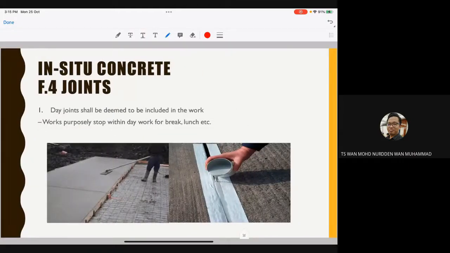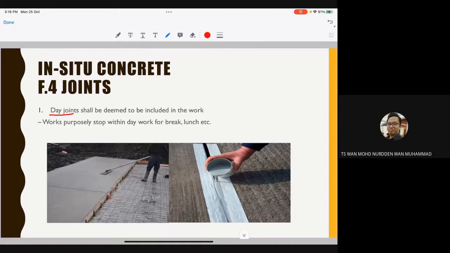Okay, F4 ni dah masuk yang lain lah. Kalau tadi semua kategori is on F.3, now F.4, joints. Okay, joints ni maksudnya penyambung lah. Penyambung antara konkrit dengan konkrit lah. So kita panggil sebagai joints. Okay, the joints shall be deemed to be included in the work. Work, yang apa maksud the joints ni?